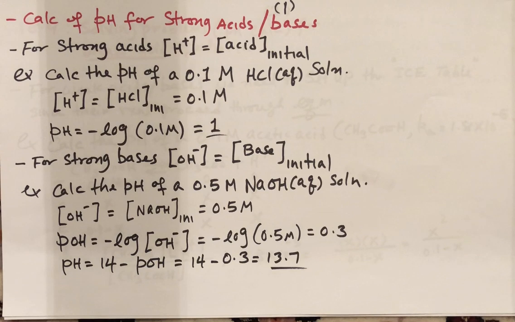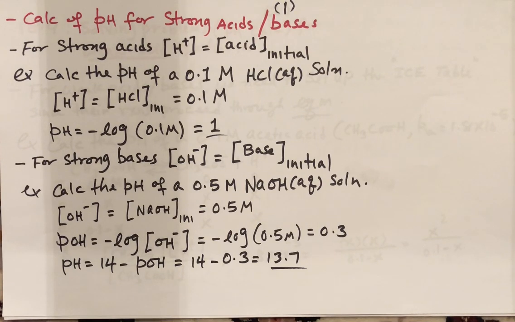This is part two of chapter 18, the calculation of pH for strong acids, strong bases, and also the calculation of pH for weak acids and weak bases. First, we will take a look at strong acids and strong bases, how to calculate their pH, and then we'll go over to the weak cases.